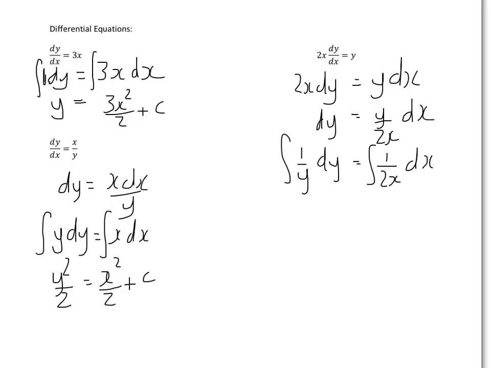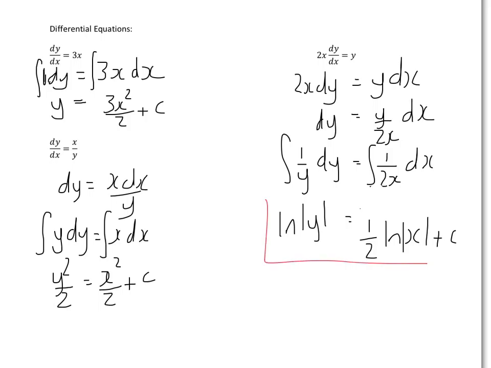Integrate these, okay? So integrating 1 over y is natural log of y. This is the same as a half integral 1 over x, so it actually ends up being 1 over 2 natural log of x plus c, okay? So we've got ourselves to there. That's our equation, and you're more than welcome to leave it just as that as well. Okay, so the strategy is each time get all your y terms on one side, all your x terms on the other, and then just integrate.